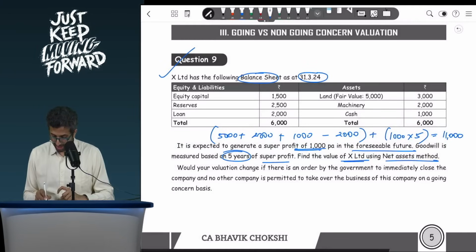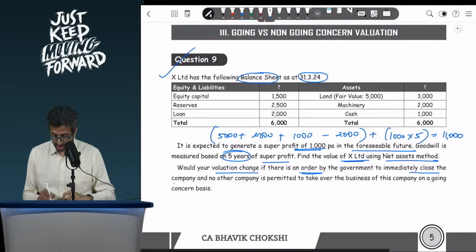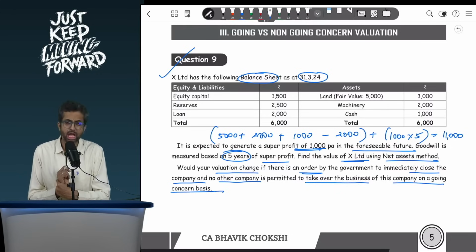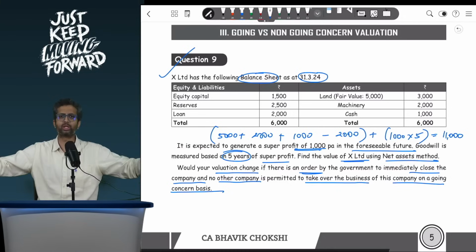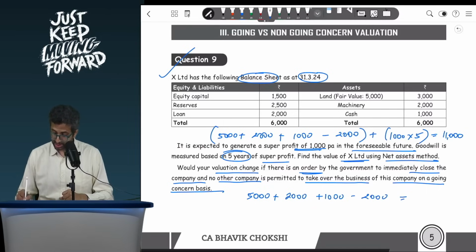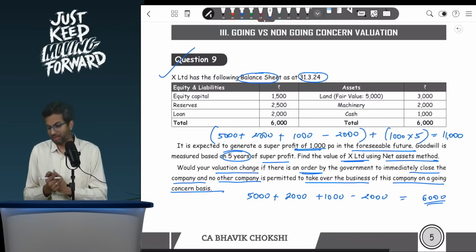Would your valuation change if there's an order by the government to immediately close the company and no other company is permitted to take over the business of this company on a going concern basis? Let us say something like TikTok happens, where let's say TikTok has this value. However, now the government says that you'll have to close this, you cannot sell it to anyone, in which case, well, all else remaining constant, you can still sell the assets on a piecemeal basis, not on a going concern basis. So you will get 5,000 plus 2,000 plus 1,000 minus 2,000, which is equal to 6,000, assuming there is no further markdown due to this distress sale.